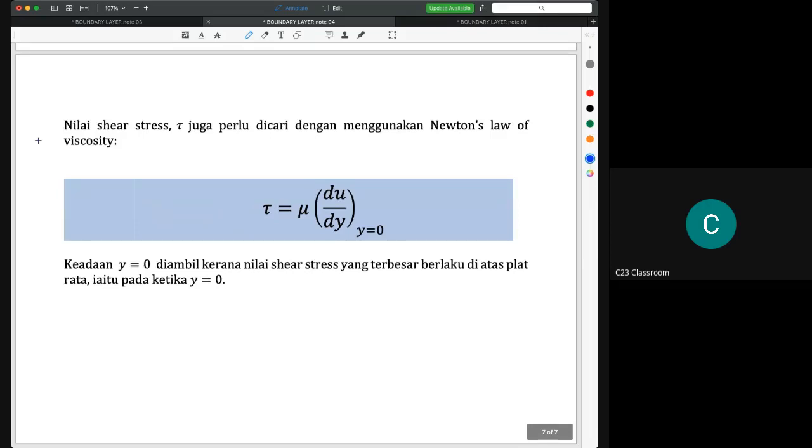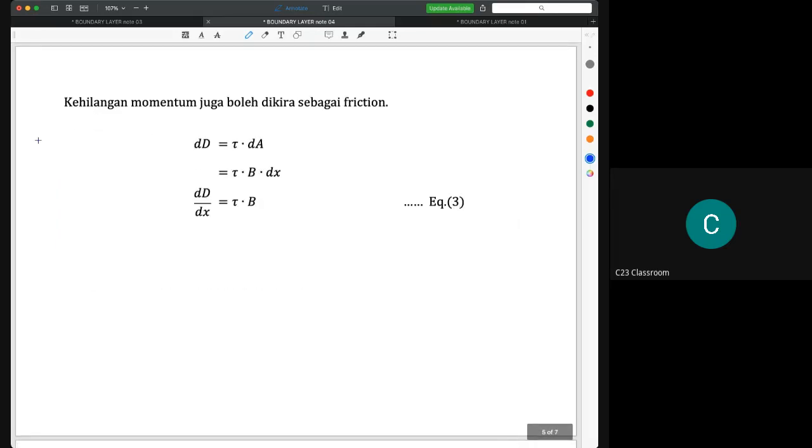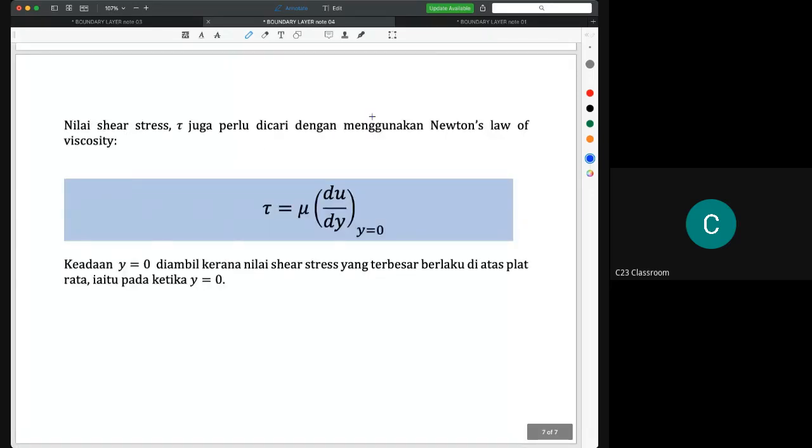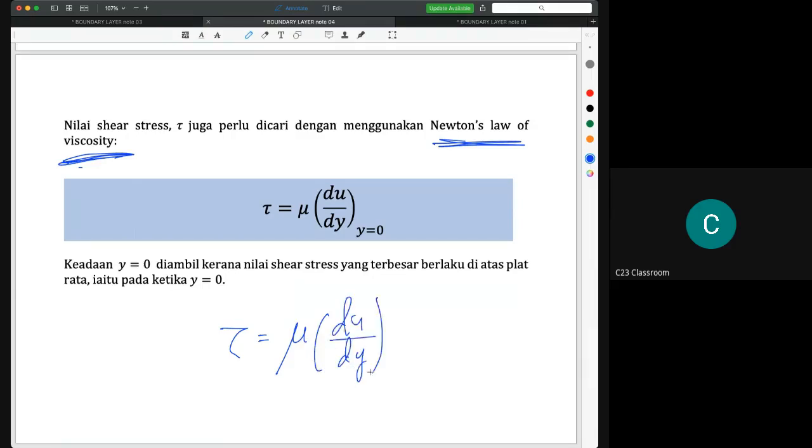Because we assume that it is equal to friction, tau can also be calculated by using Newton's law of viscosity. So what is Newton's law of viscosity? As I said, tau is equal to mu du dy. But in this topic, in the boundary layer, we must have a condition. What is that condition? The condition is du dy at y equal to 0.